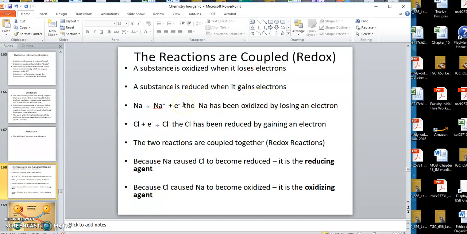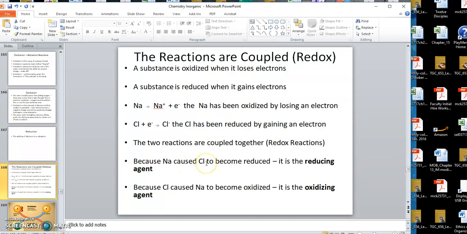For example, let's say the sodium chloride issue. Sodium, if you recall, was less electronegative than chloride. Chloride, therefore, pulled the electrons from sodium. Since sodium lost the electrons, it became oxidized. Since chlorine became chloride and took the electrons, it became reduced. So oxidation reduction reactions are coupled. In chemistry, they often call them redox reactions.